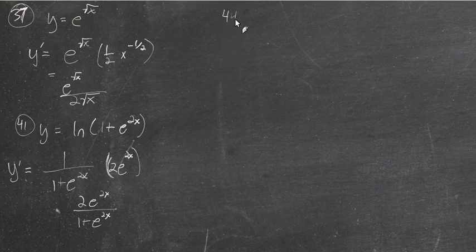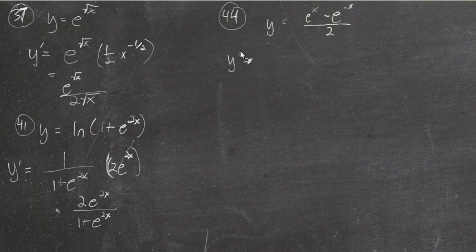Number 44. Y is equal to e to the x minus e to the negative x over 2. Okay, so y prime would be the derivative of that. Well, it's probably easier to write this as 1/2 times e to the x minus e to the negative x.